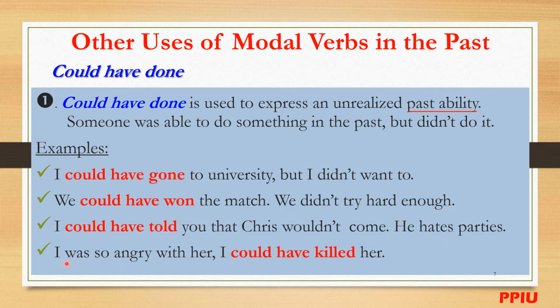The next one, "I was so angry with her, I could have killed her." No matter how furious I am, I was so angry and I wanted to kill her, but actually not. I could not, all right? So the possibility, we can say, it can be that she could get killed, but actually not in here. So, okay, that's all for this part. Let me move to the second part of could have done.